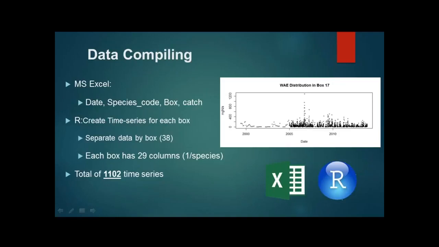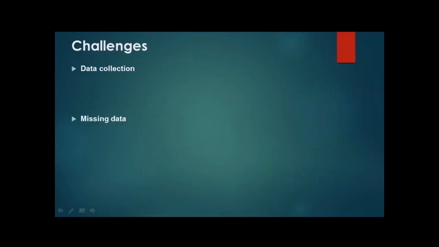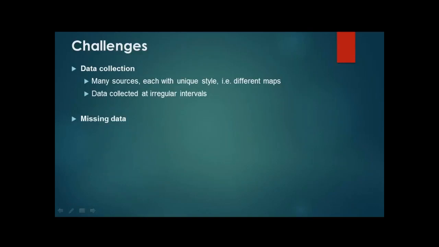And so when you work with a large data set like this to try and produce such a detailed product, you run into some challenges. My biggest challenges were from data collection and missing data. As you saw from the maps, it's the same lake, but they all use different maps, and that just reflects the fact that they also collect, it's the same type of data, but they collect it in different formats.